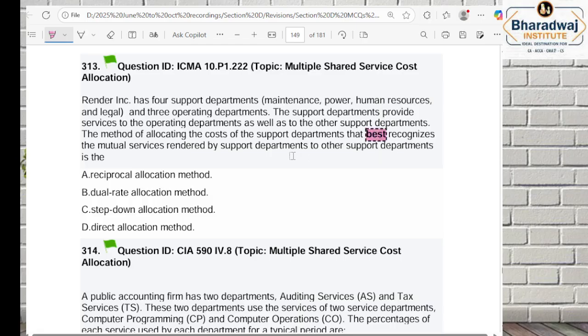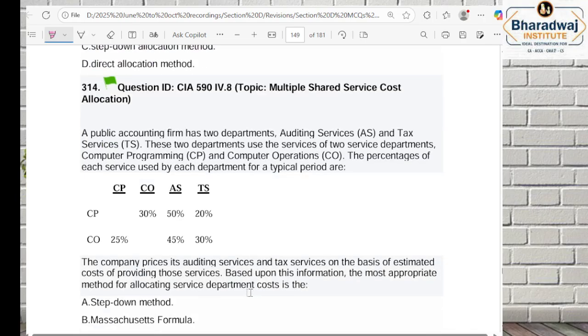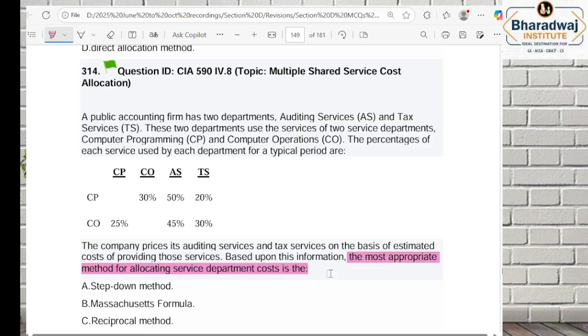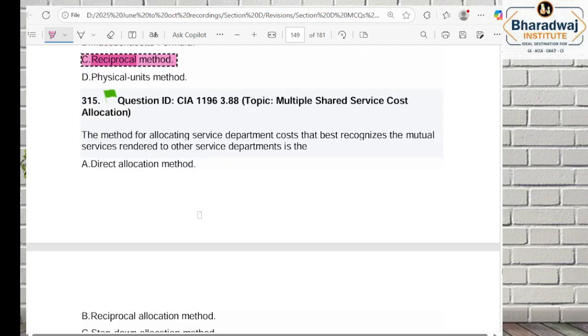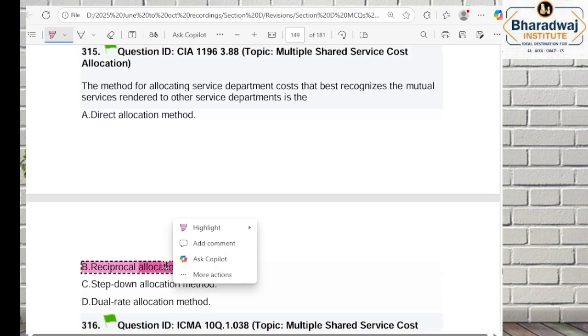Which one best recognizes mutual services rendered? Reciprocal services. Which one recognizes mutual services? Reciprocal service. The most appropriate method. Yes, CP renders to CO, CO renders to CP. Reciprocal services method. Which one recognizes mutual services rendered? Of course, reciprocal services method.